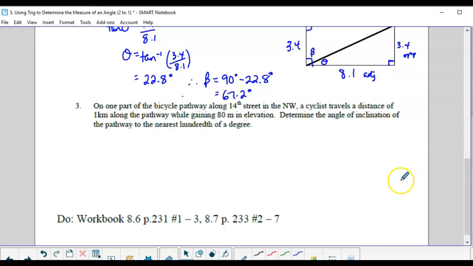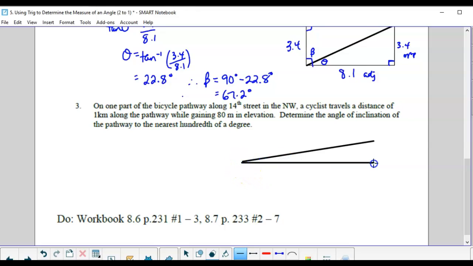And then on one part of the bicycle pathway along 14th Street in the Northwest, a cyclist travels a distance of 1 kilometer along the pathway while gaining 80 meters in elevation. Determine the angle of inclination to the nearest tenth of a degree. So basically, the pathway is kind of got a little bit of an incline in it. Okay, and we've got compared to the horizontal.